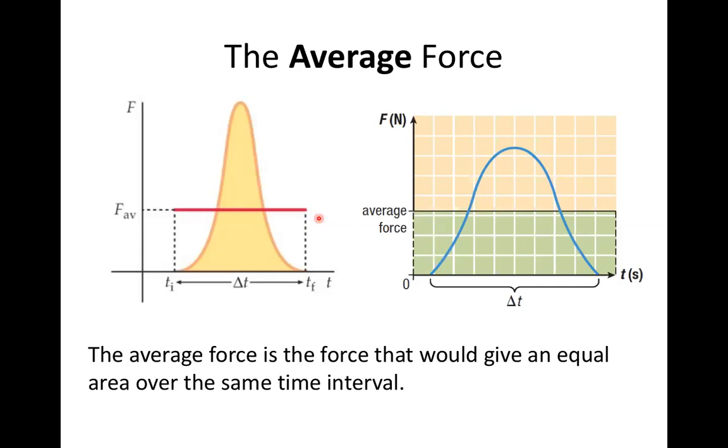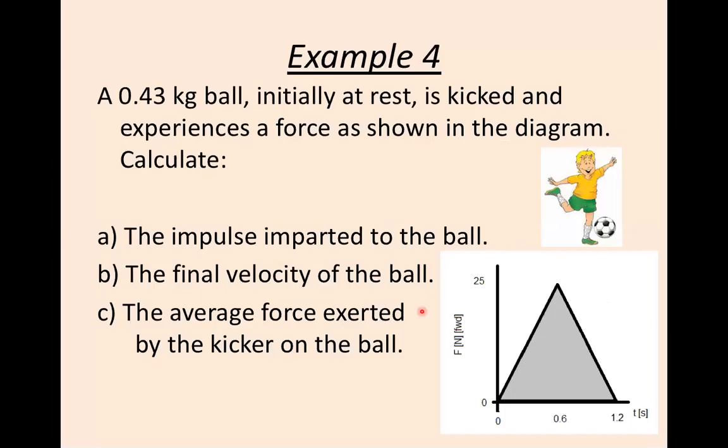So if the average force is given, what is the meaning of that? So average force times delta t to get impulse, it's the force that would give an equal area. This rectangle would be the equal area to under this bell for that same time interval. So the average force, if we did F times t in this shaded green area, that would be the same as doing the area underneath this bell.